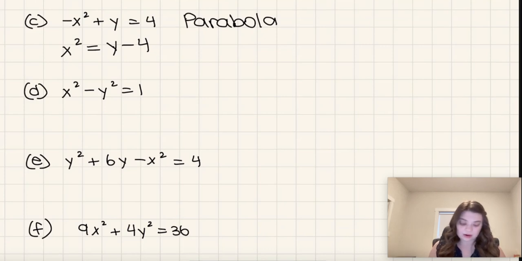Then we have x squared minus y squared is equal to 1. Now that's going to be a hyperbola, right? Because here we have a minus sign instead of a plus sign. So this would be a hyperbola.